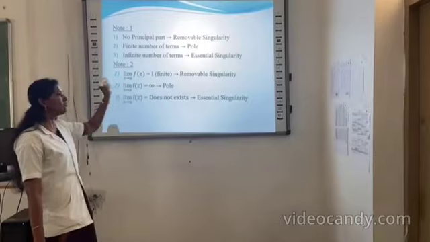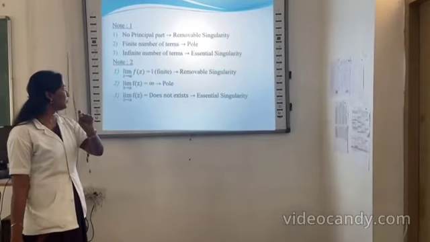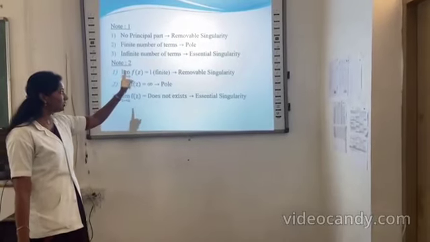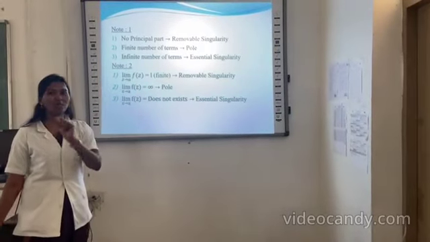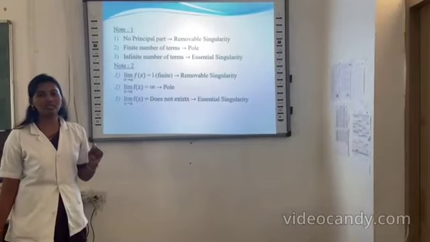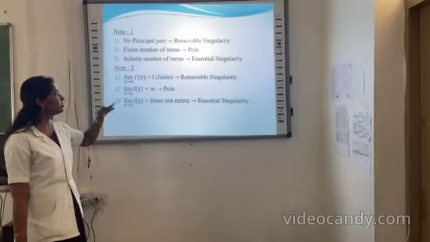The second one is that if you have a finite number of principal part terms, that singularity is called a pole. The third one is that if you have an infinite number of principal part terms, that singularity is called an essential singularity. So this is method number 1.